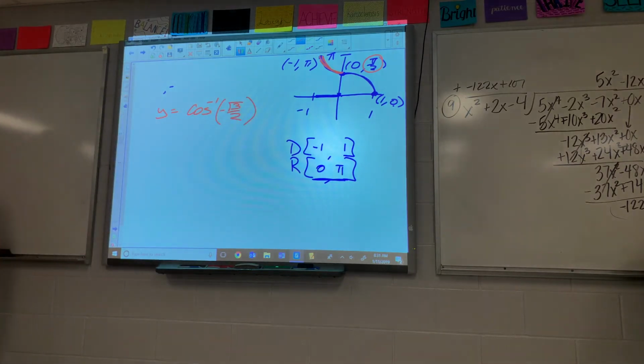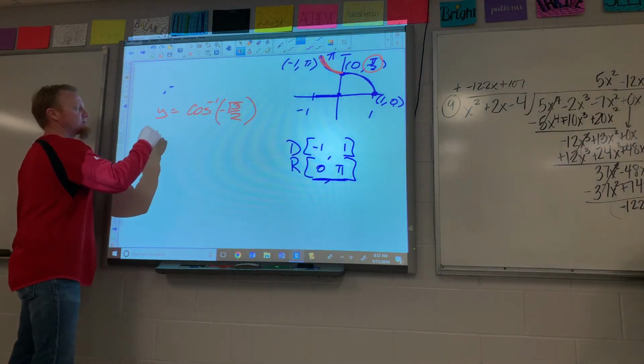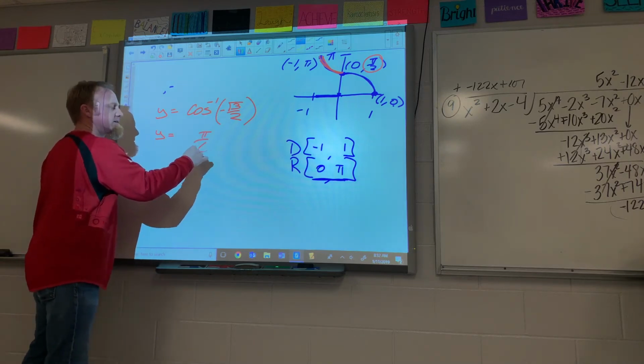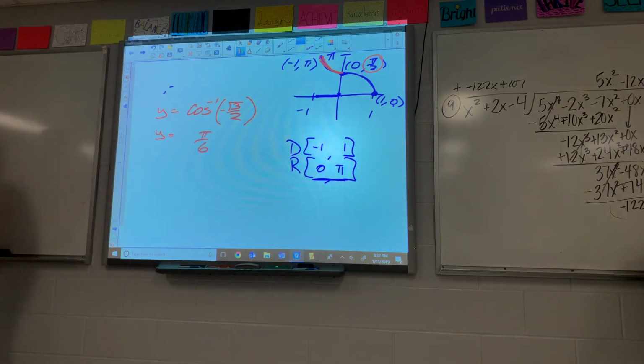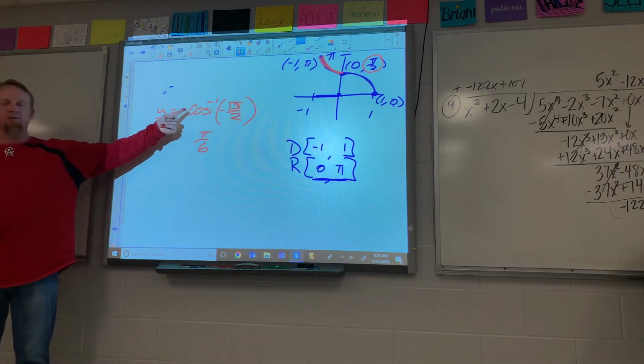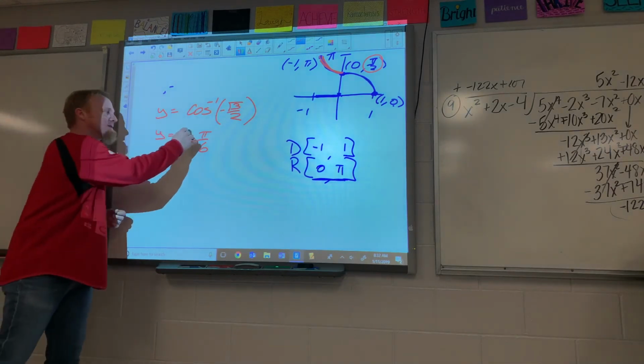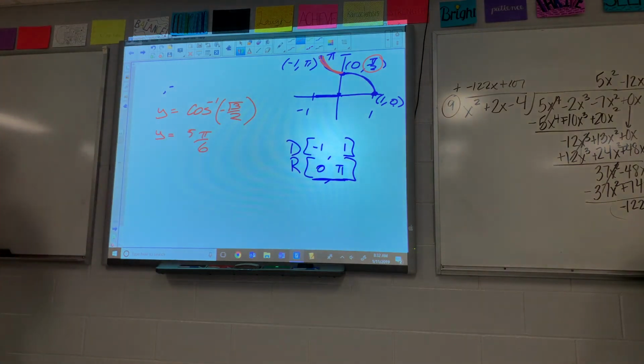So let's do y equals inverse cosine negative square root of 3 over 2. So my thought process is I get my match first. So what's my match for square root of 3 over 2 and cosine? Pi over 6 is my match. And then because I see a negative in inverse cosine, that tells me that my top number has to be 5, because it has to be 1 less than the bottom.